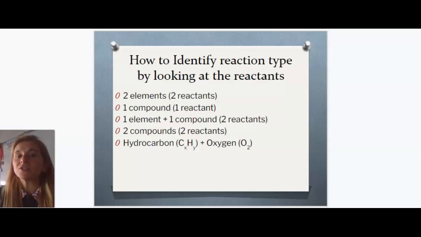How to identify reaction types by looking at the reactants. If you see 2 elements, meaning 2 reactants, then that is going to be a synthesis reaction. If you have 1 compound in the reactants, then that means that's going to be a decomposition reaction. If you have 1 element and 1 compound, that's going to be single displacement. If you have 2 compounds on the reactant side, that's going to be double displacement. And if you have a hydrocarbon in the presence of oxygen, that's going to be a combustion reaction.